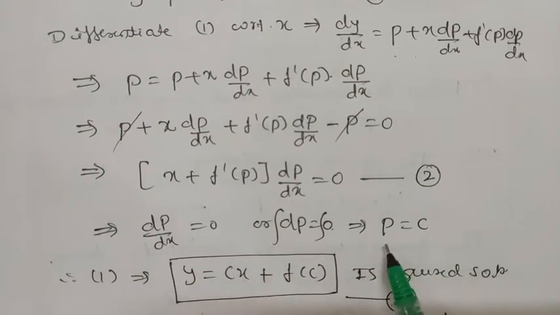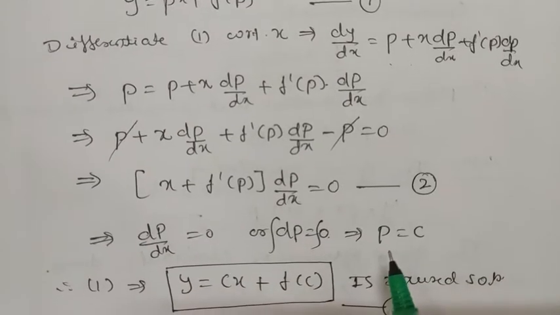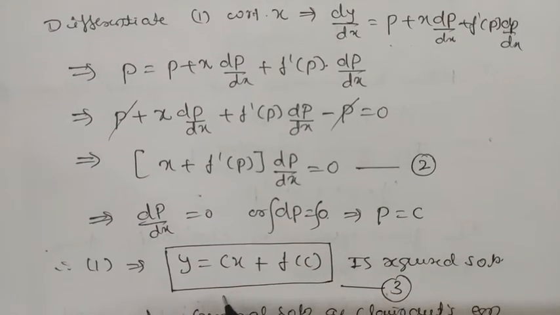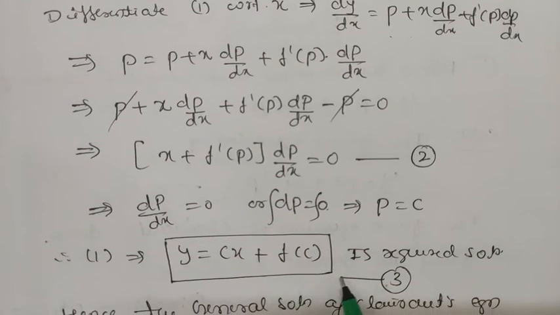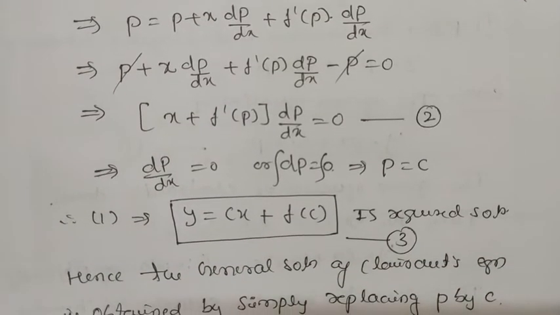Now you have to substitute this p equals c in the given equation. The given equation is in the form y equals px plus f of p. You just substitute p equals c, and you will get y equals cx plus f of c, which is the required solution. So to get the general solution, you just replace p by c. Hence the general solution of Clairaut's equation is obtained by simply replacing p by c.